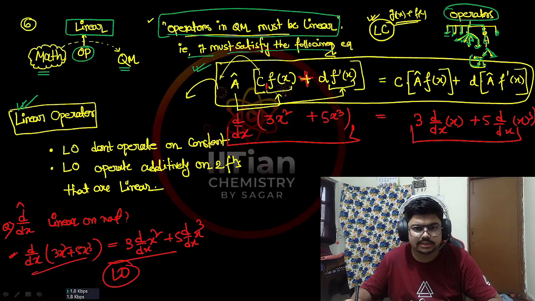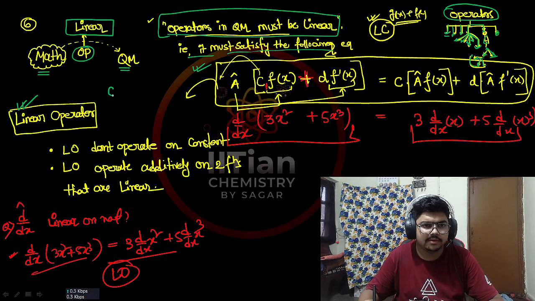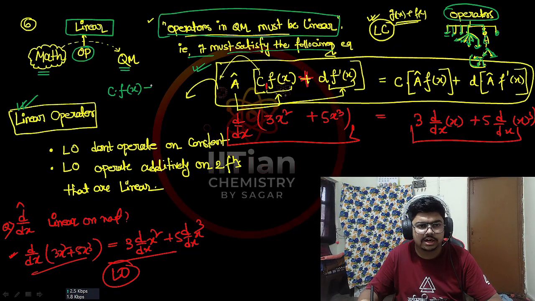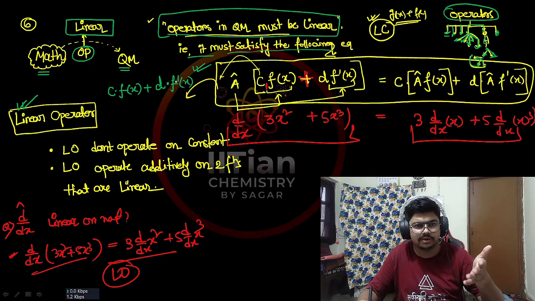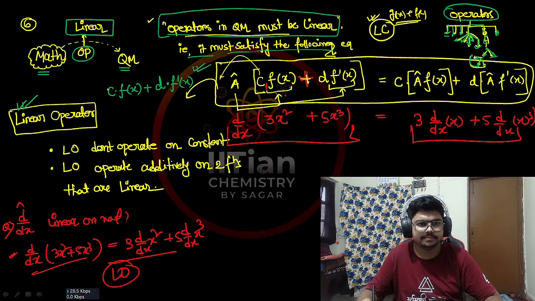Suppose I have one constant c, multiplied by a function f of x, and another function linearly joined. Linearly joined means by addition or subtraction, not a power or multiplication. I have one constant d and another function, f dash x. f dash x is just another function of x. It is not the derivative. The addition of two functions is also definitely a function.